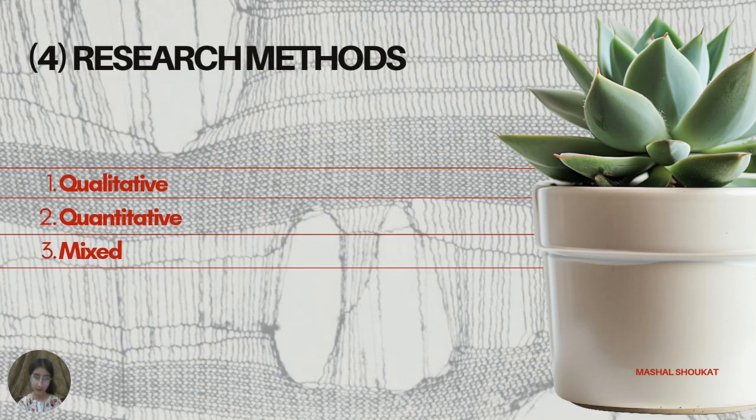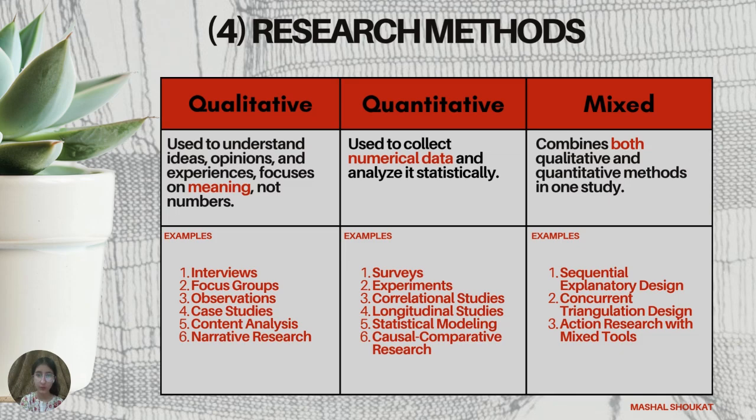Research methods or methodology of research. We have three types of methods that we can use while doing research. The first one is qualitative, second is quantitative, and the last one is mixed. Now let's discuss what these are. Before we go forward, I just want to say that research methods are the tools and approaches used to collect and analyze data. Here are the three main types.